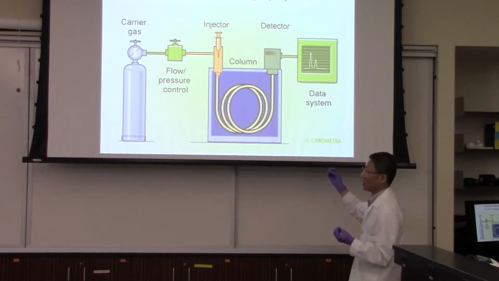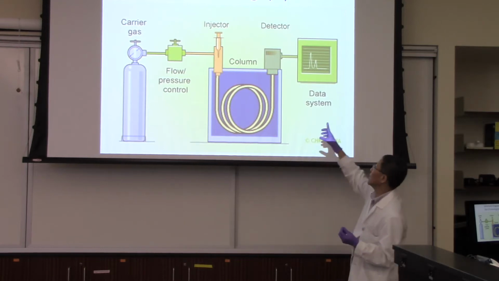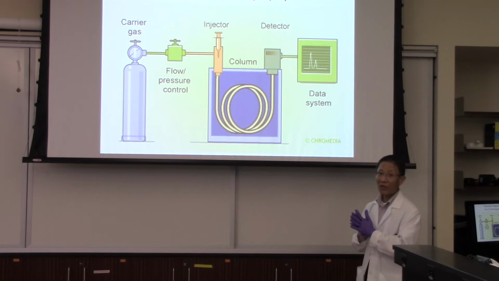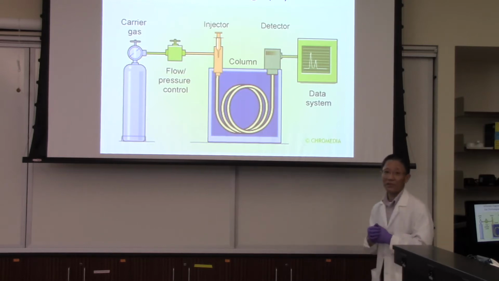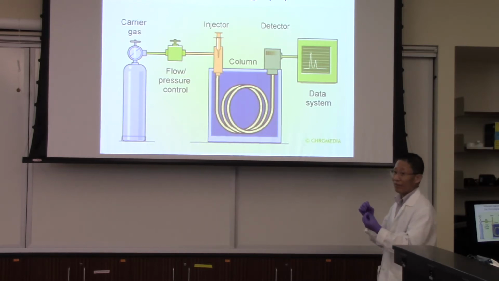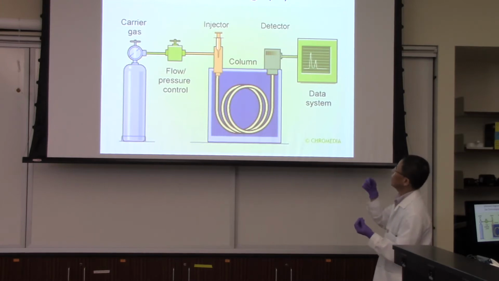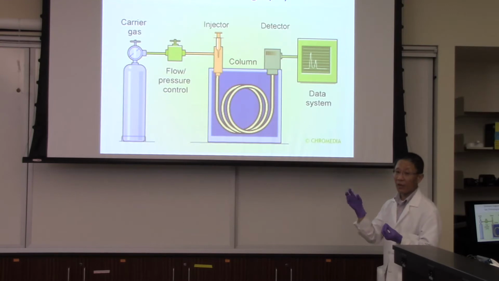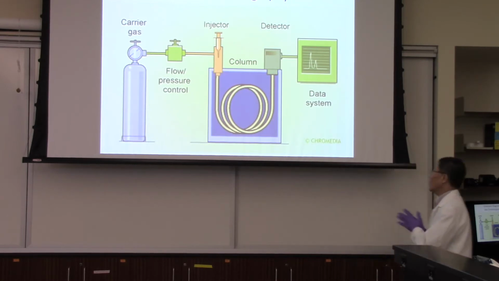The lower boiling point component will come out first, passing through something that we call a detector, and then we have a data system where we can display the peaks that appear. Once the sample comes out, using the detector we can catch who comes out first, at what time, and what the intensity of the peak is.